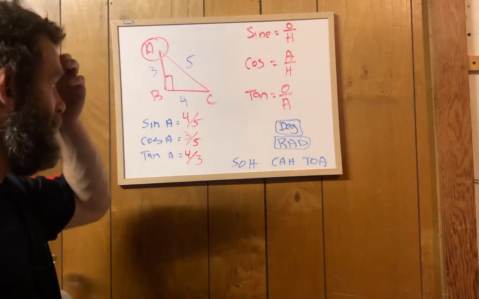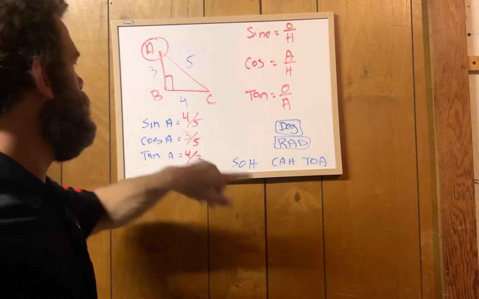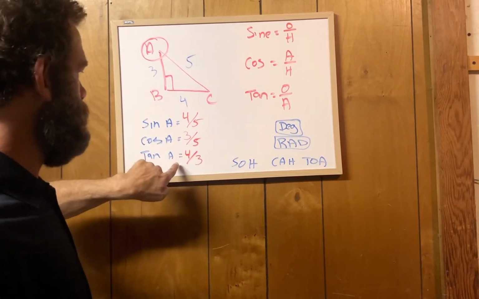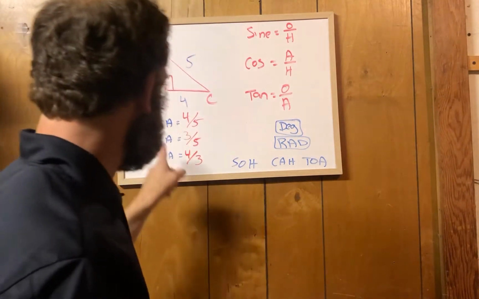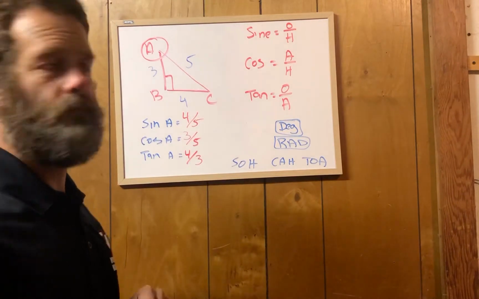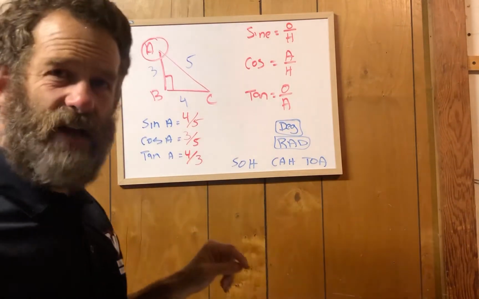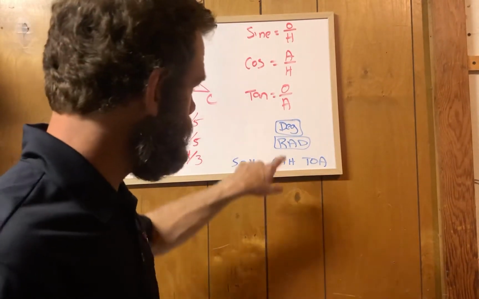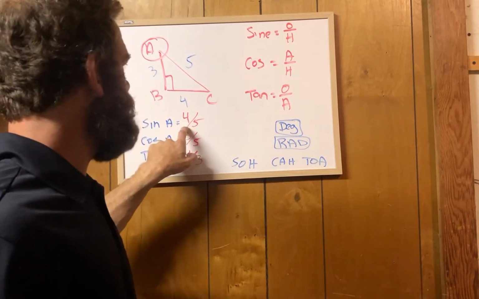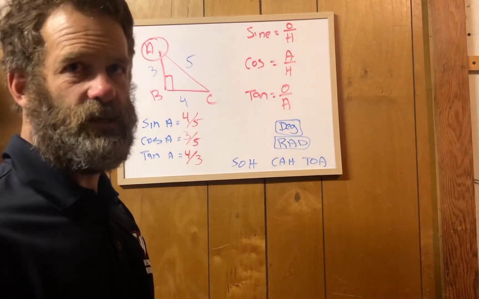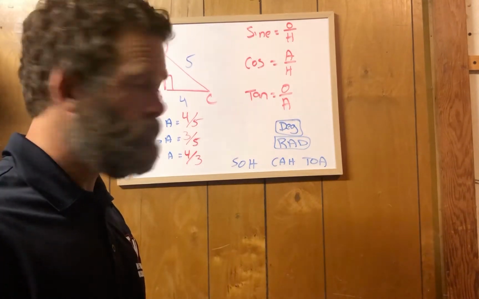So, if I were to ask you on your assignment, what is sine, cosine, tangent of angle A? You would just list these fractions. Now, if I were to ask you to calculate this fraction, on your graphing calculator, if it's set in degrees, you're going to press the sine button, 4 divided by 5, and press equals, and it's going to spit you out a decimal, which is the answer.